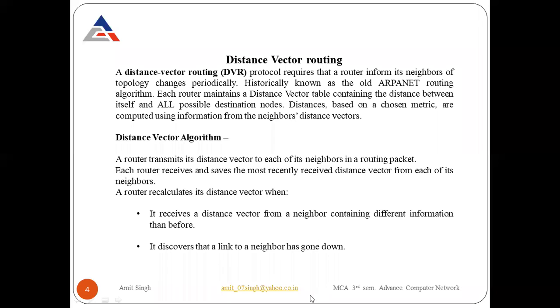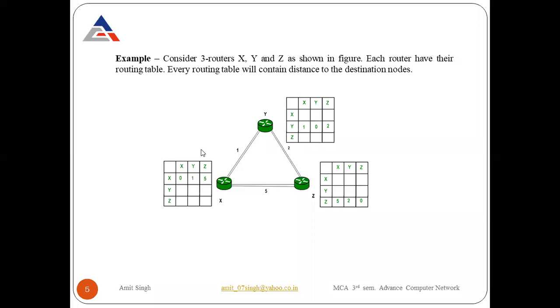Or secondly, it discovers that a link to a neighbor has gone down. Whenever a link is down, what does it mean? Suppose a link is there from A to C and the value is 5. If this link is down, it can update its table and make the value 0 from A to C, because when a link is down, no packets can be forwarded on that particular route. Clear? Now we have an example of distance vector routing.